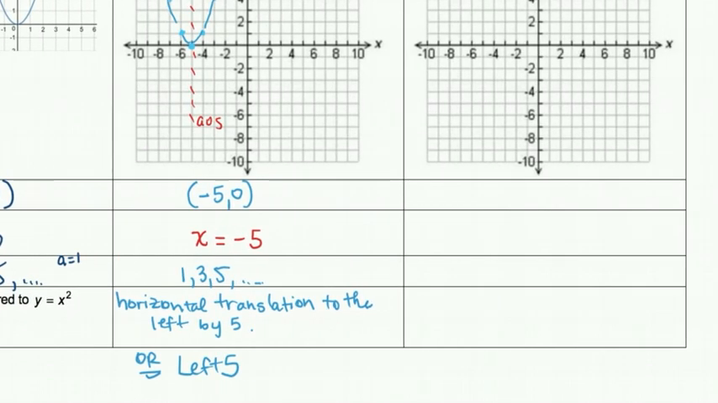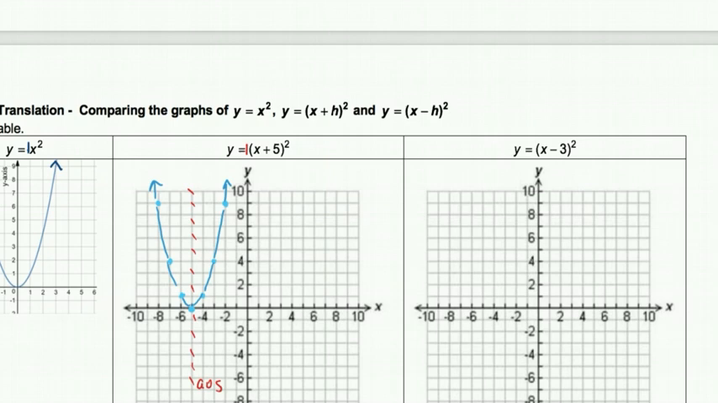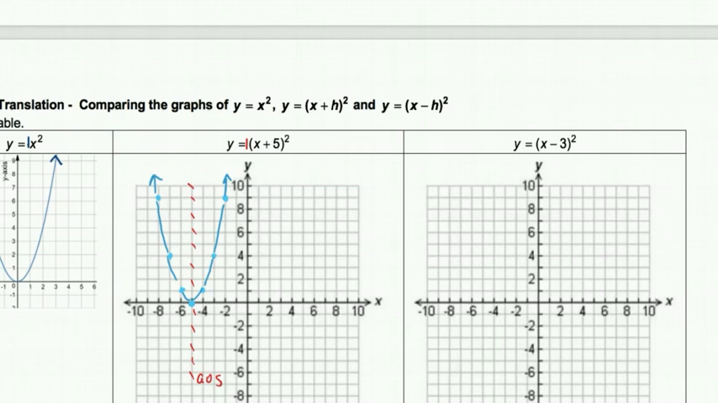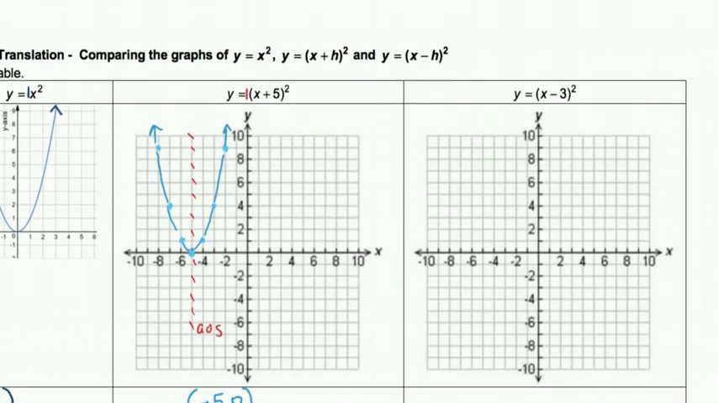So again, you should be good at predicting where the vertex is. Okay, so the horizontal translation always messes up people, so make sure you know, okay, if it's plus, go to the left. Okay, if it's subtract, go to the right. Okay, so again, analyze this one. Work ahead of me if you want. And then, okay, so we know it's subtract 3 here. Okay, it's in brackets. All right, that's a horizontal translation, 3 to the right.